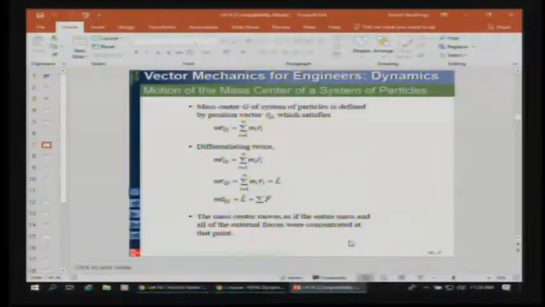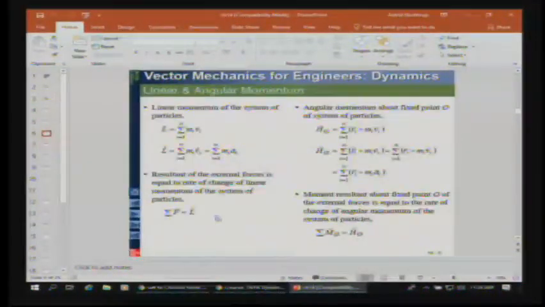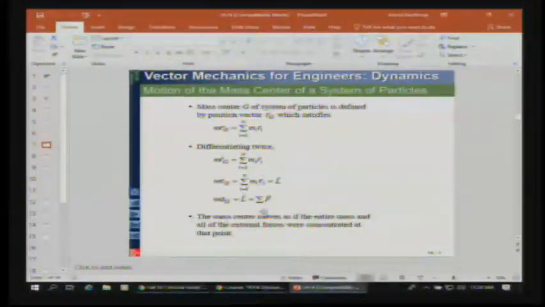But this is basically the idea that the center of mass of a system of particles is defined by this position vector r sub g, which satisfies this equation. We can take that idea of mass center and differentiate it and equate it back to the summation of forces. This comes out to be what we discovered on the earlier slides, where forces is equal to the rate of change of linear momentum. But now we also know that it's equal to the mass times the acceleration of that center of gravity, which is sort of where sanity intersects this concept.